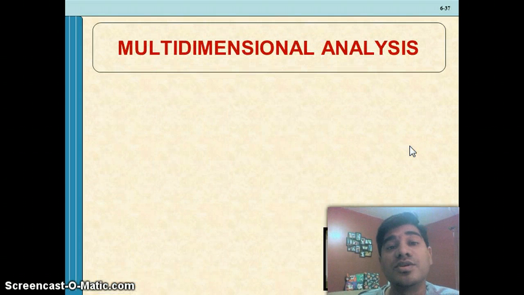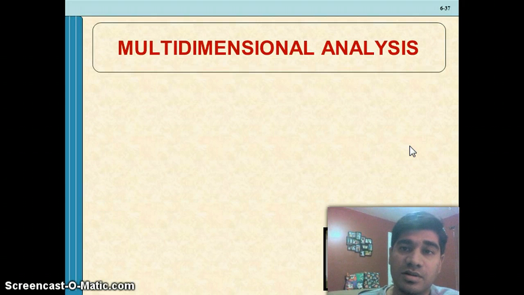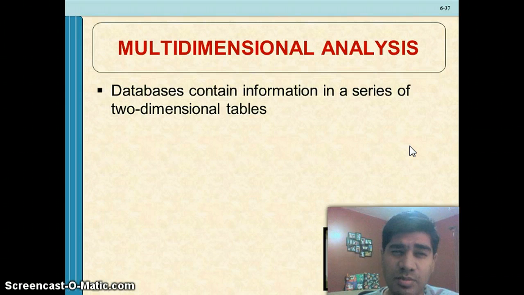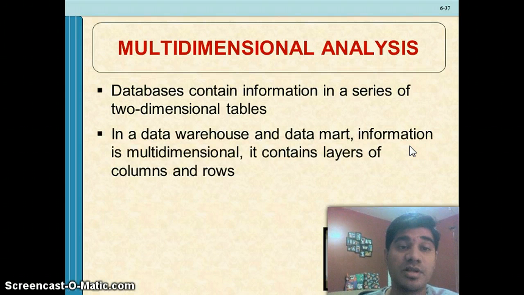Let's move on. So we talk about a multidimensional analysis. When we did some of the analysis for the pivot table in the early labs that we did, we essentially did information on a bunch of information pieces that related to that database. So we talk about databases which usually have two-dimensional tables. So you have the headers on top, and then you have the rows on the left-hand side. So that's a two-dimensional. In a data warehouse and data mart, information is multidimensional. It contains layers and layers of information and columns and rows. And this is similar to the pivot tables that we did early on.